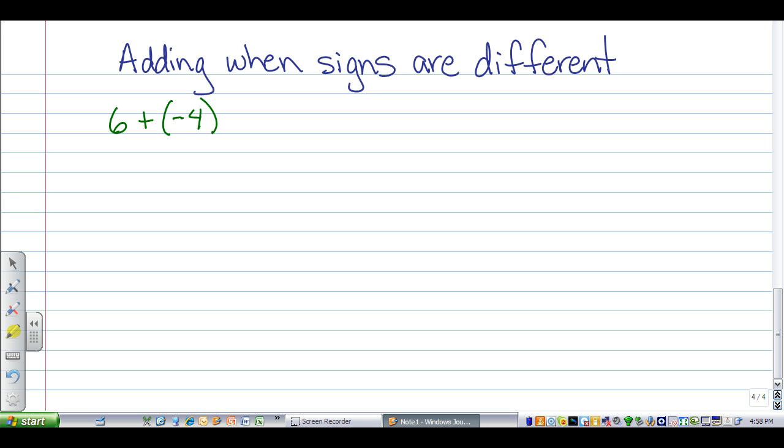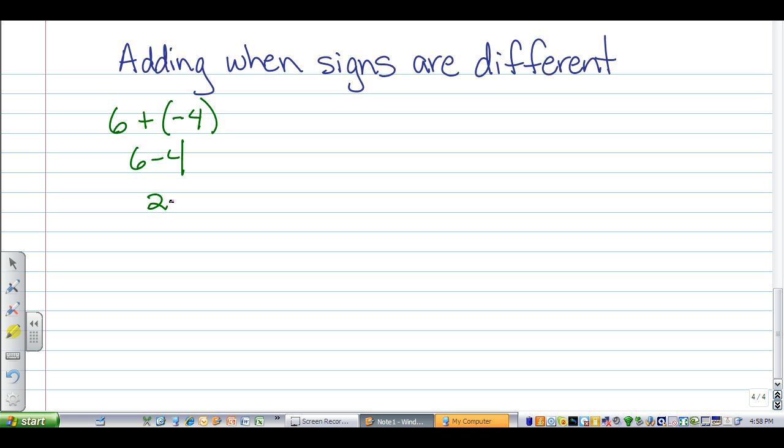Here's a problem. We've got a +6, and we're going to add a -4. So one positive and one negative. And there's really just two things you have to do. The first thing is to subtract. Yes, I said subtract. And subtract the way you normally would. You're going to take the smaller number away from the larger number. So you'll just say 6 minus 4. 6 minus 4 is 2.